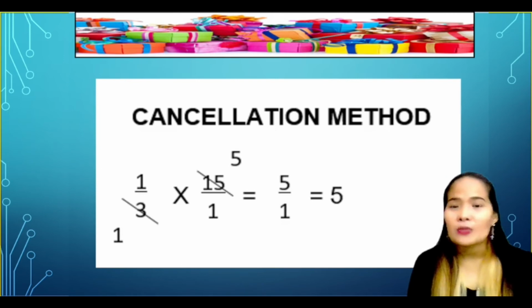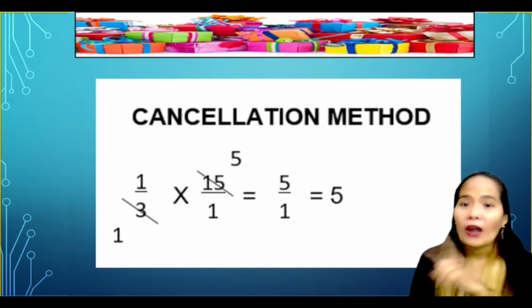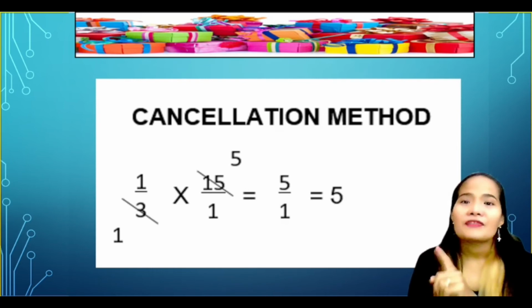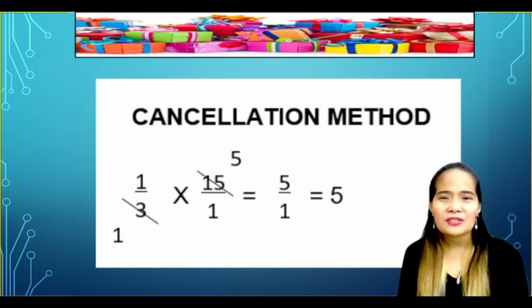And then again, before we start multiplying the numbers, you have to put the denominator under the number 15. So the number should be 1/3 times 15 over 1. Cancellation method goes like this. First, you have to use one numerator and one denominator. You have to make sure that the numerator and the denominator has their own greatest common factor, just like 15 and 3.